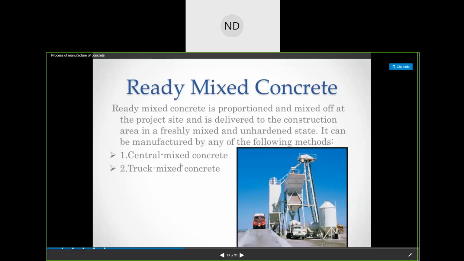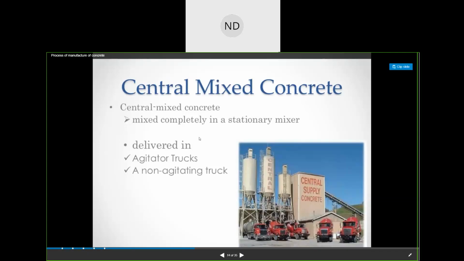So ready mixed concrete can be either centrally mixed or truck mixed. Centrally mixed concrete is mixed completely in a stationary mixture, like the stationary mixture I showed you, and will be delivered from there. It will be centrally supplied with the help of trucks, agitator trucks or non-agitating trucks.